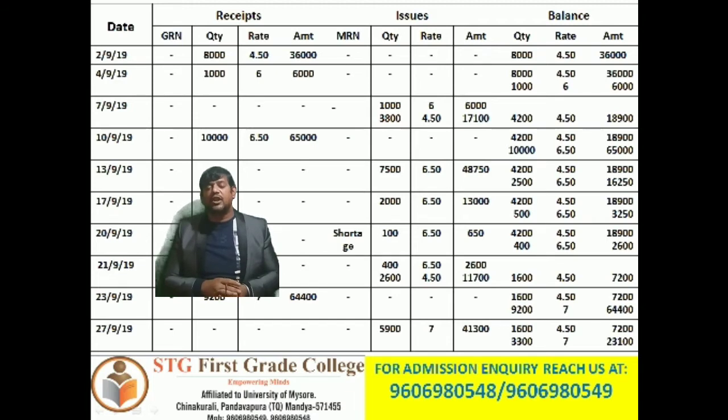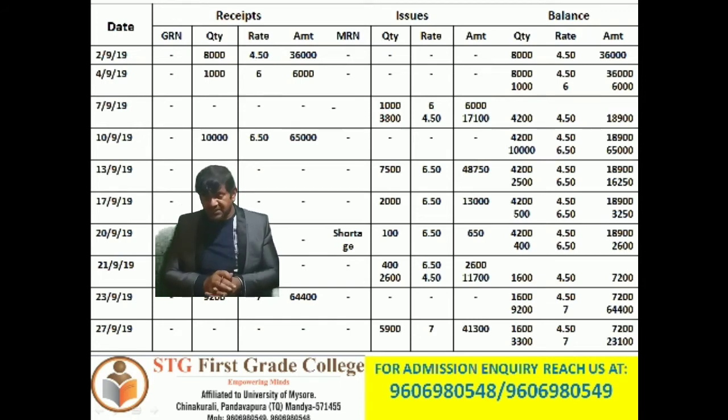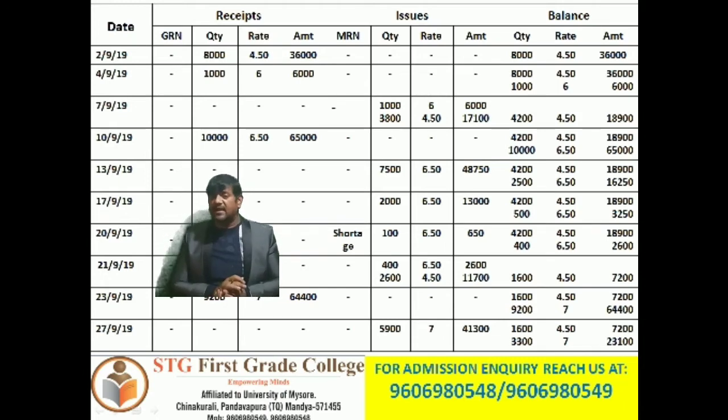Go to the issue column: MRN nil, quantity nil, rate nil, and amount also nil. Now go to the balance column. First copy the balance of 7th September, that is 4,200 units at rupees 4.50 per unit, so the value comes to 18,900. On 10th September we have a receipt, that is we have purchased 10,000 units. So enter 10,000 under the 4,200 units, 10,000 units at rupees 6.50 per unit. In the amount column, 65,000 rupees. So this is the balance on 10th September 2019.